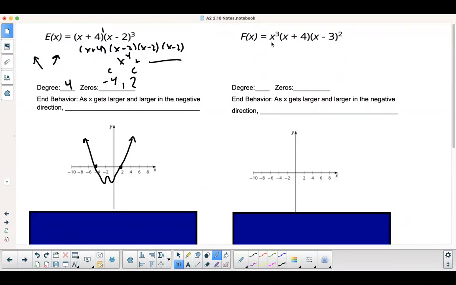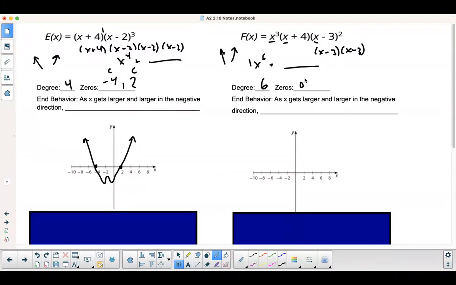Over here, if I take the x cubed times x times, this is really x squared because you're going to have x minus 3 twice. I get 4, 5, 6. I get x to the 6th plus whatever. So this is a positive and even. This is the same idea as the last one. Both sides are up. Degree is 6.